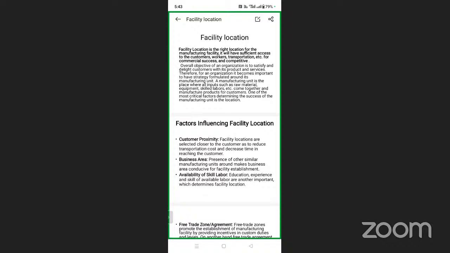Similarly, business area. That means when you are establishing manufacturing industries, manufacturing units, your focus should be on transportation facility, so that the product can reach the customers very easily and very quickly. Yes or no? That is also a factor influencing facility location.